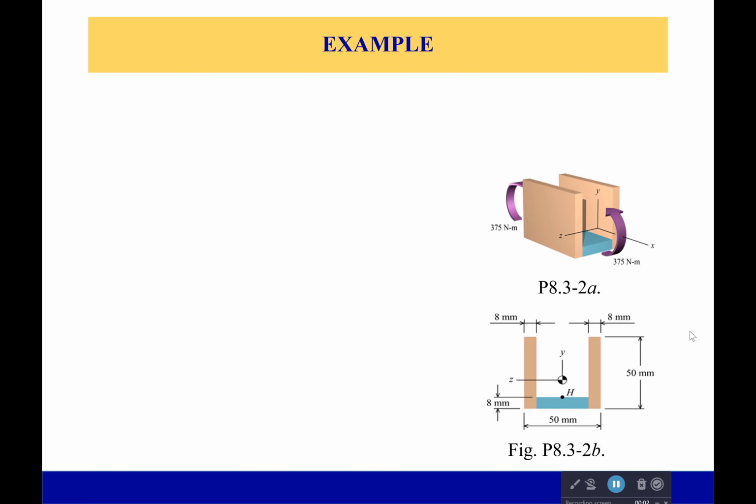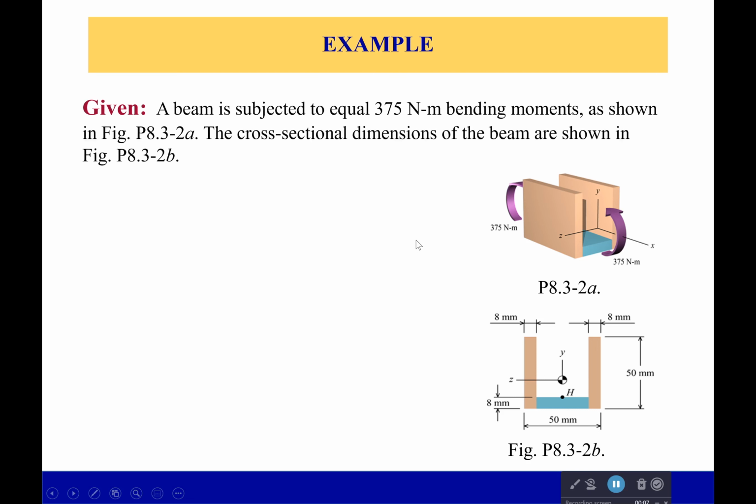So now we're going to start doing some examples. So what are we doing exactly? Well, we have a beam. It's set to an equal 375 Newton meter bending moment, as shown right there.